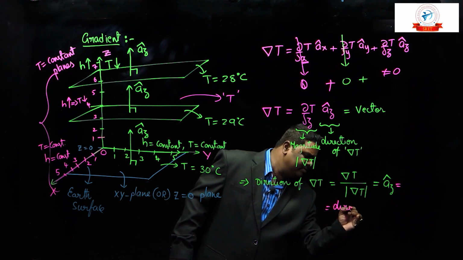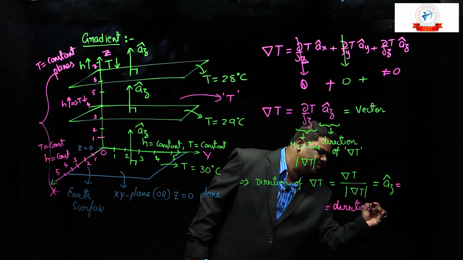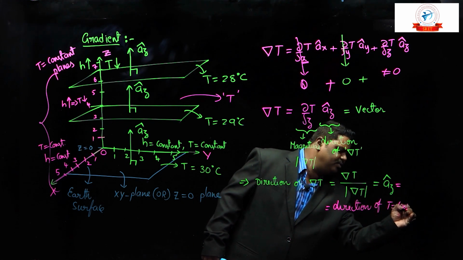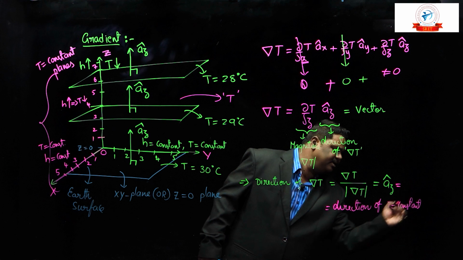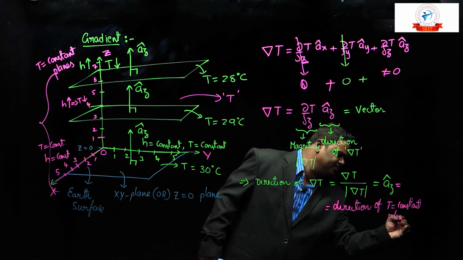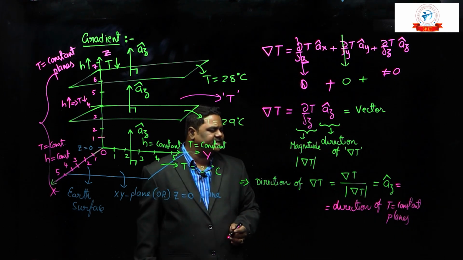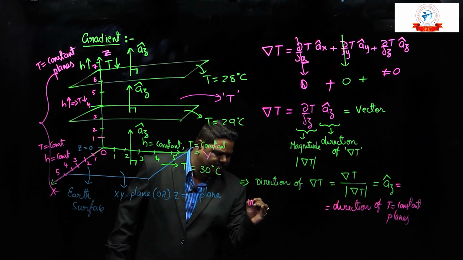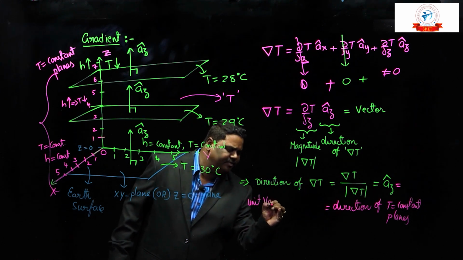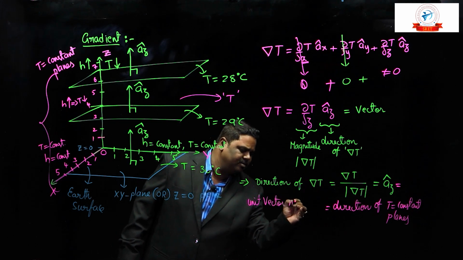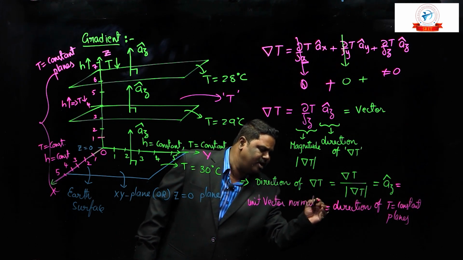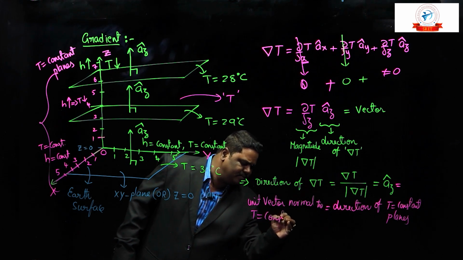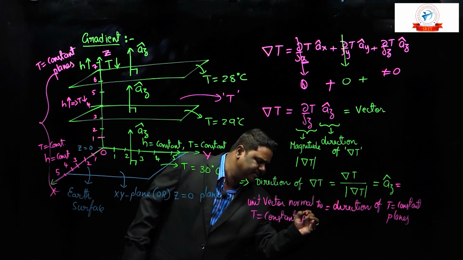From the diagram we say that Az cap is nothing but the direction of T is equal to constant planes, or we say that the unit vector normal to T is equal to constant planes.